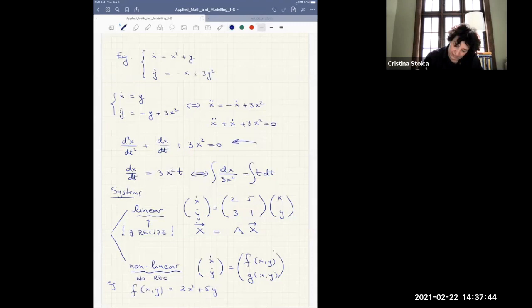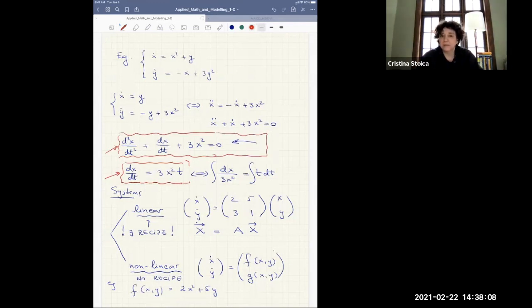With this being said, do not confound something that looks like this with something that looks like this. They're very different objects. This is a first order separable ODE. This is a second order nonlinear ODE that becomes a first order nonlinear system. So it's just to clarify, to get rid of the fog a bit.